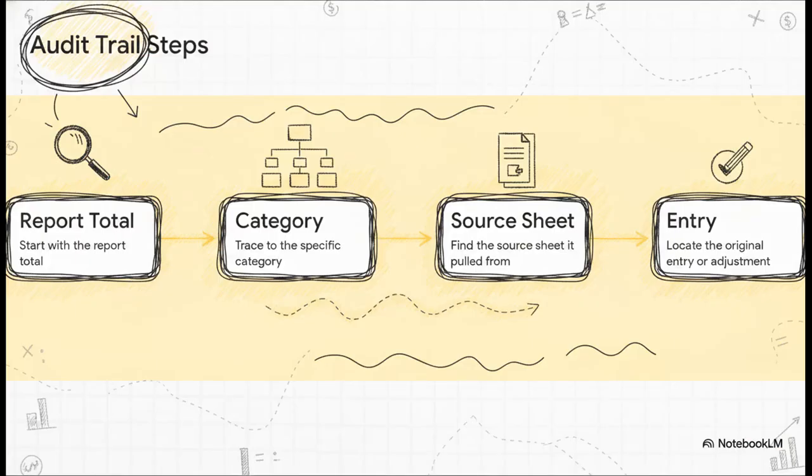Let's walk through the income statement audit trail. If a total just seems off to you, there is a strict anti-goal here. Whatever you do, do not try to edit the final report itself. Nope, instead, trace it back. Start at the report total, track it to the specific category, find the source sheet it pulled from, and locate the original entry or adjustment. By following this path, you fix the root cause.